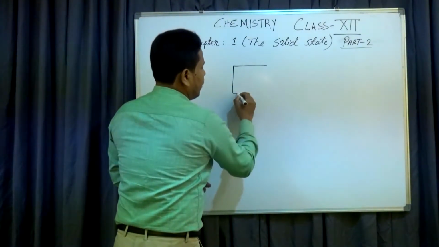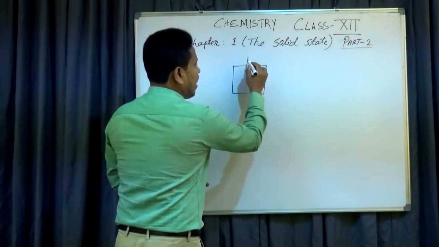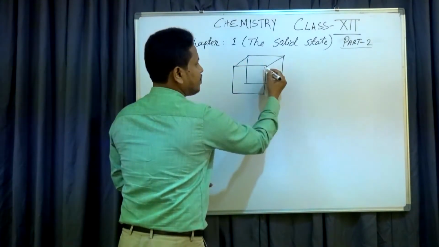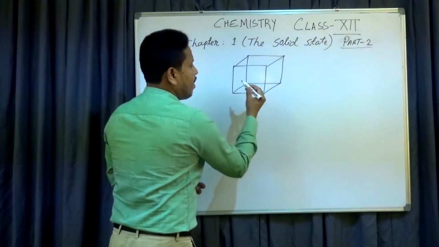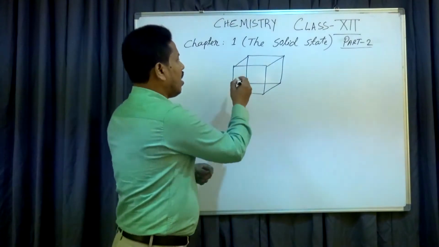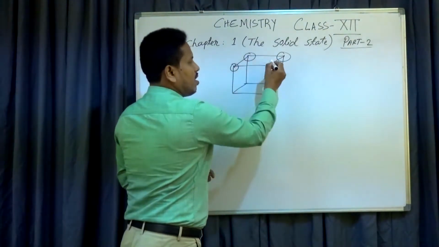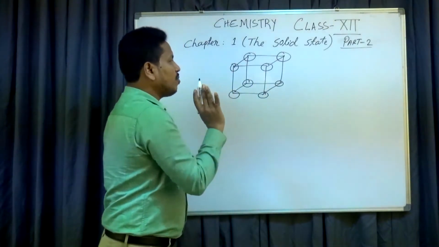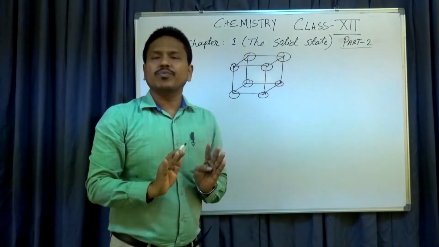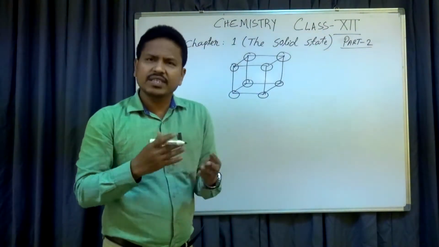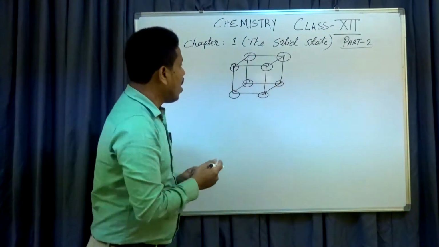Let me just repeat it. A cubic unit cell, when the constituent atoms or particles are located at the corners of the cube only, atoms are located at the corners of the cube only. That is the simple or primitive unit cell. I discussed it in the first class.